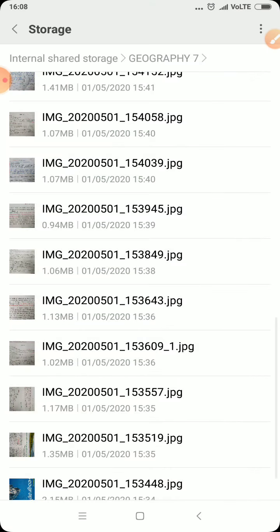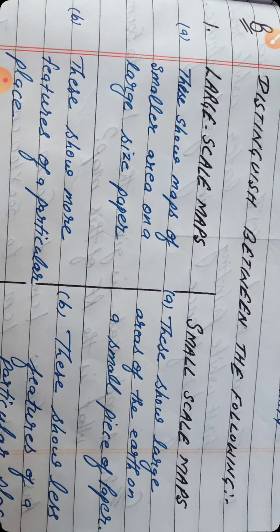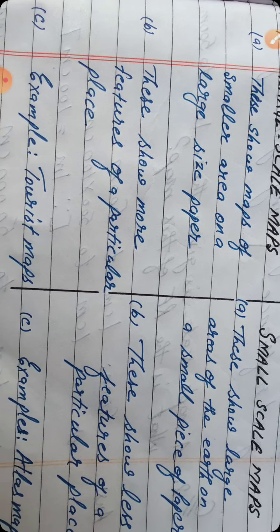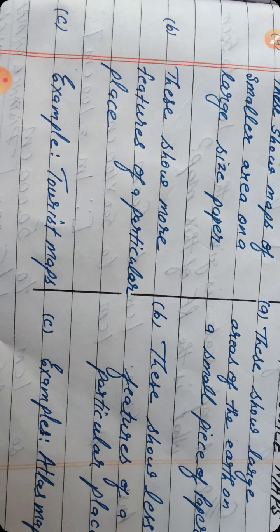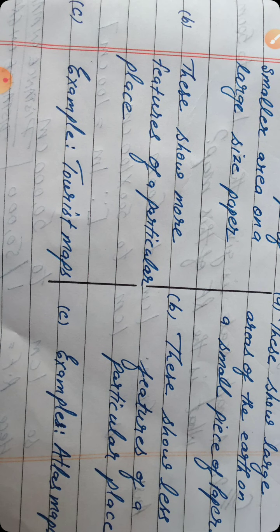Second point, let us see now. Second point for large scale and small scale map: these show more features of a particular place, and small scale maps show, you can write these, no problem, we are using pronoun, these show less features of a particular place.